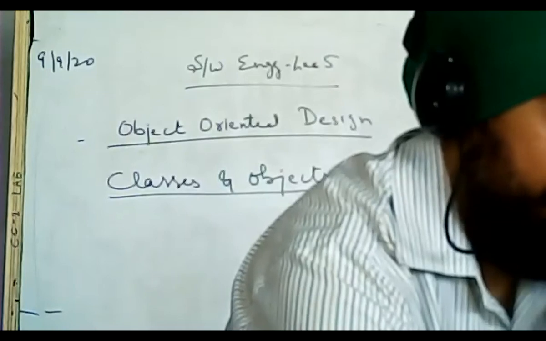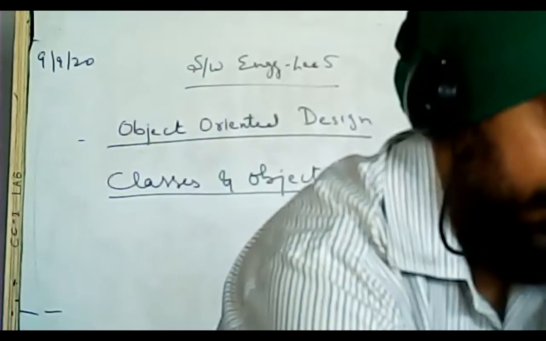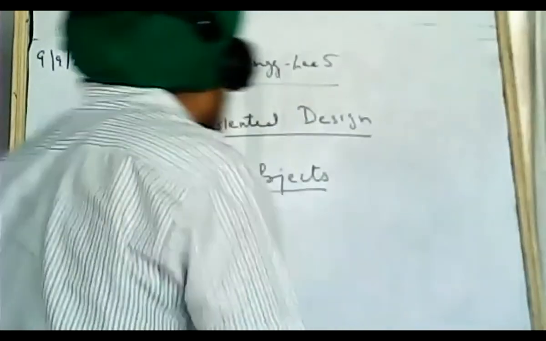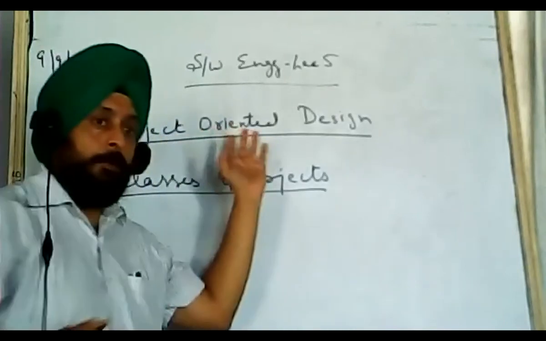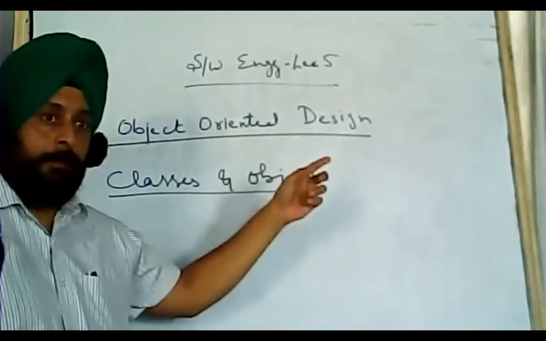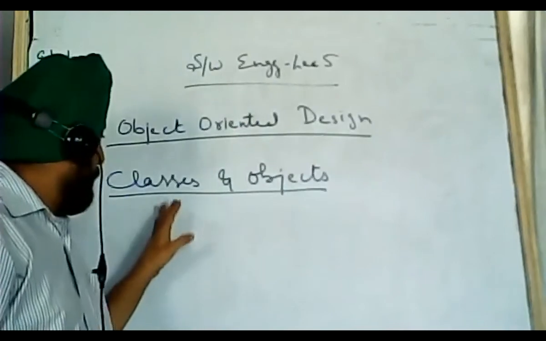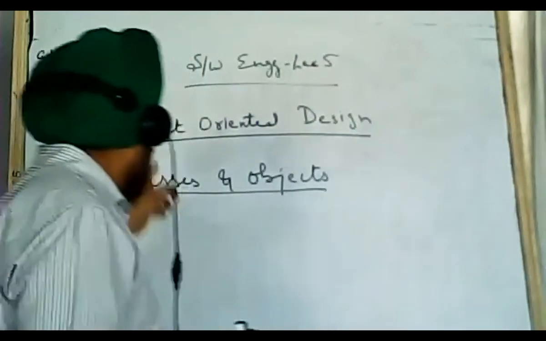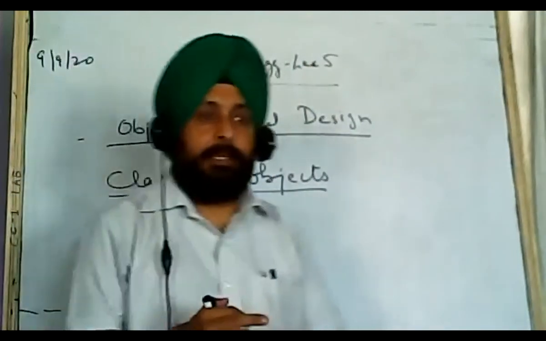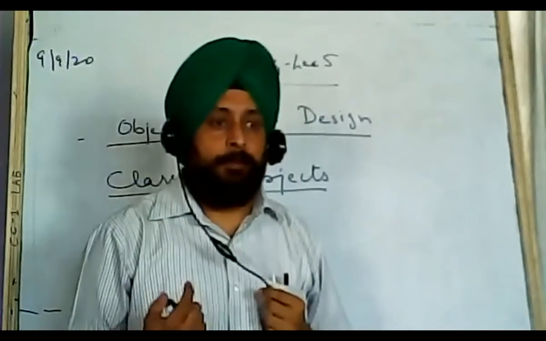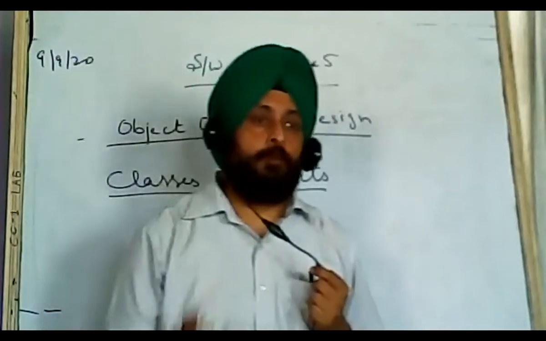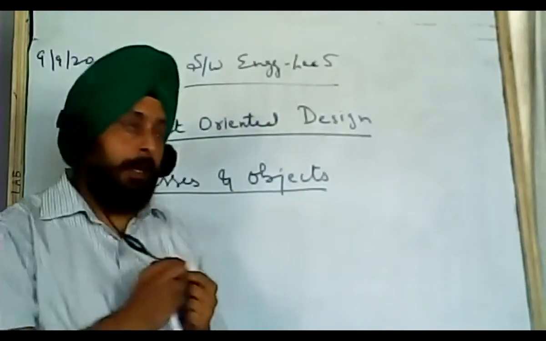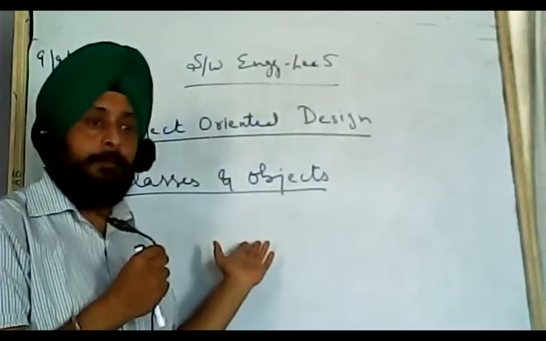So this chapter today. Today's chapter is object oriented design, and what important thing is there, we start with the concept of classes and objects. As it is object oriented design, it deals with the concept of classes and objects that we have already done in your OOPS. So most of the concepts are the same. All the concepts of OOPS are applied here in software engineering also.